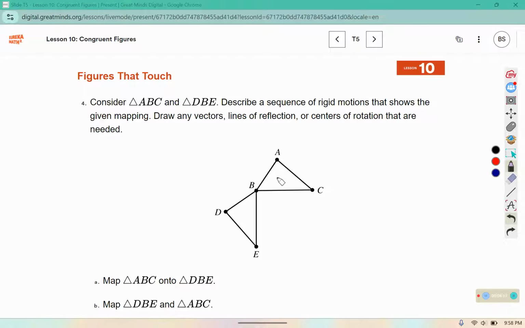For ABC to be mapped to DBE, we're going to start by rotating. We're going to rotate, and it appears to be 90 degrees clockwise. I'm going to write A over here because I don't have enough room down at the bottom.